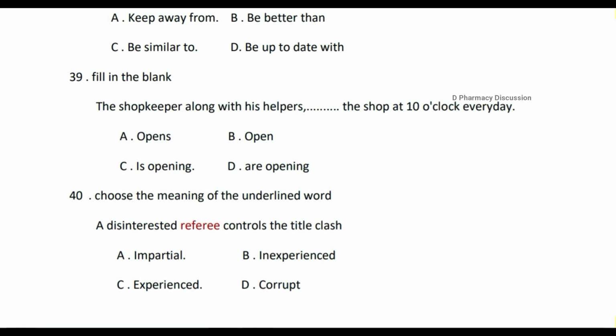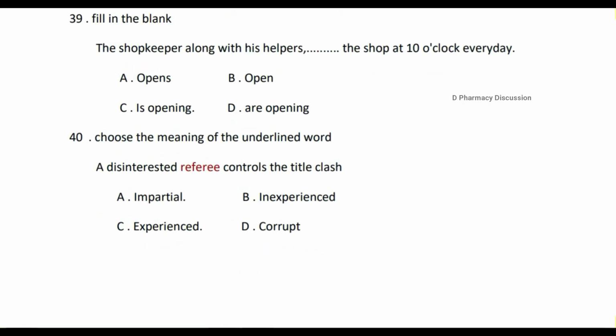Question number 40. Choose the meaning of the underlined word. Here the question is a disinterested referee controlled the title clash. Here the underlined word is referee and the options are A, impartial, B, inexperienced, C, experienced, and D, corrupt. Correct answer is option A, impartial. Next category is computer.